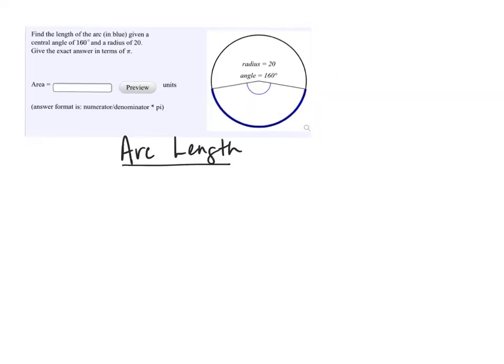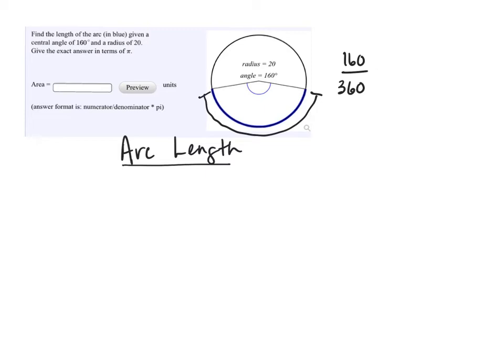In this question, we are going to find the length of the arc. So how far is it from here to here? Just like with area, this is a fraction of the circle, or a fraction of the circumference. And our fraction here is 160 degrees out of 360 degrees.